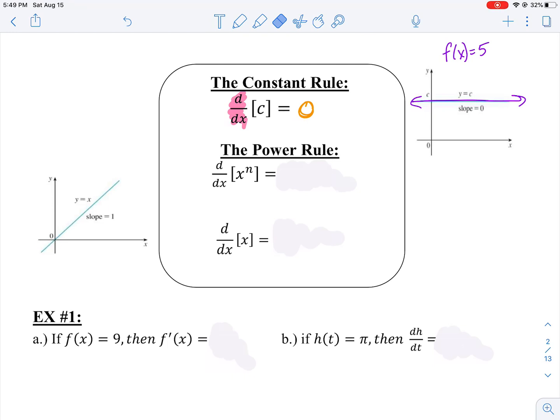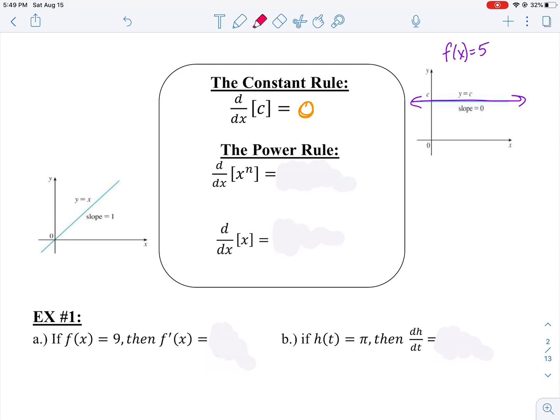So anytime we have a function that is just a constant, no variable in it, then we know that its derivative, the slope of its tangent line, is 0, always. It's called the constant rule. Okay, and you might have noticed the pattern for the power rule that we talked about in the intro video.